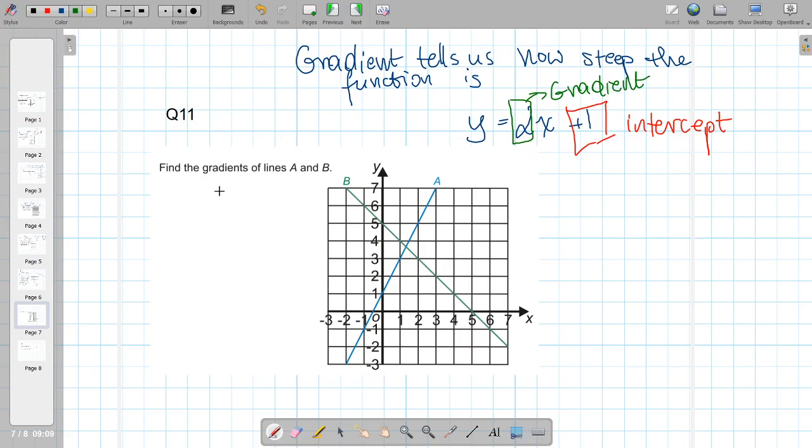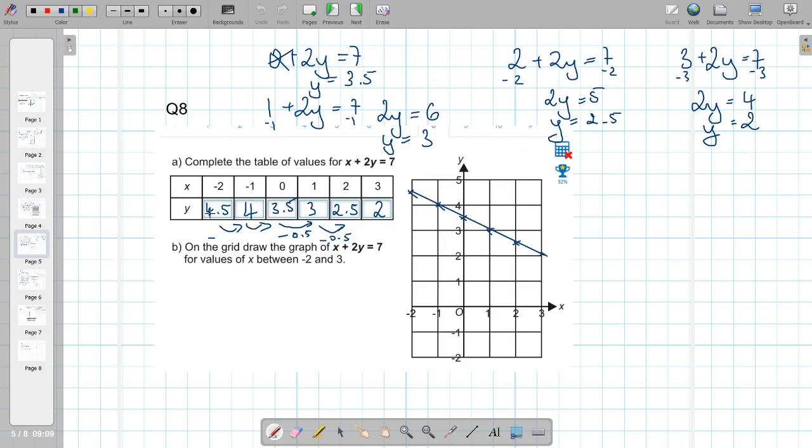So you know when we were going through these tables, the gradient here would have been 0.5, actually minus 0.5, because we go down by a half each time. So this equation will look like y equals minus 0.5x plus the intercept, which is 3.5.